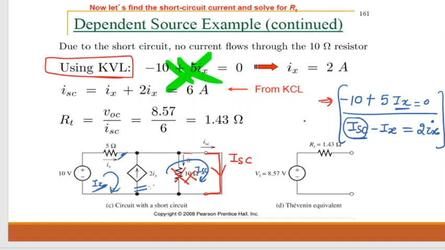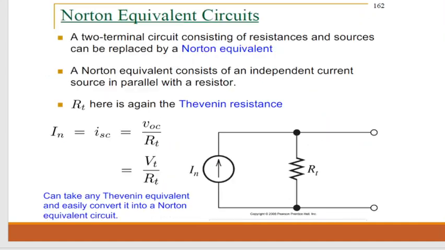the value for RT, the equivalent circuit. How can we get the Norton? Again, full Norton.